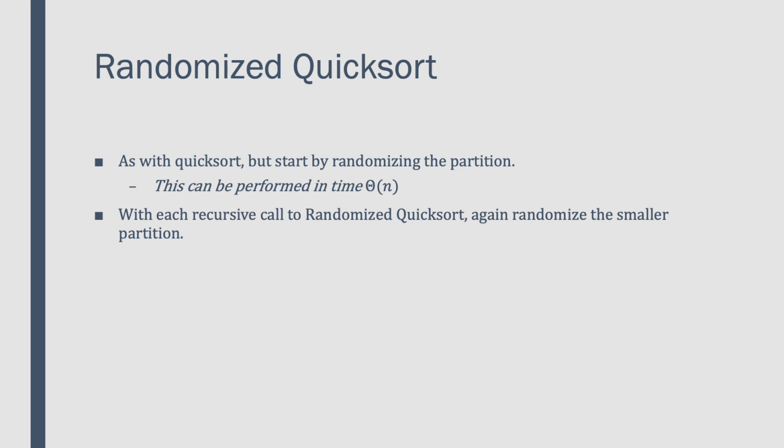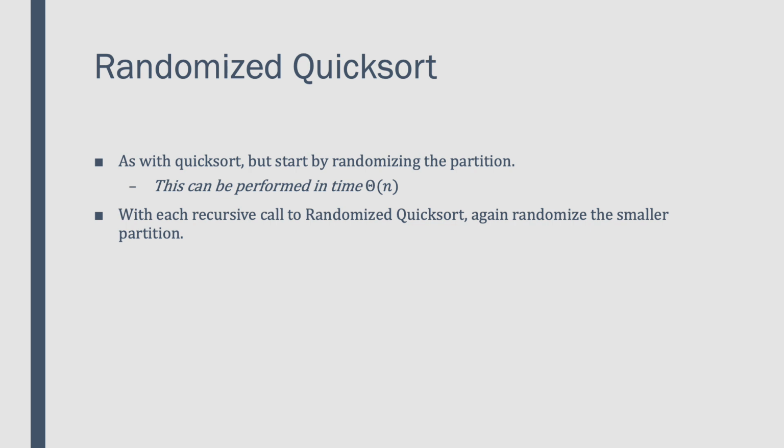Instead of picking a fixed pivot like the first or last element, we randomly select an element from the array, and this random selection step can be performed in O(1) time. Then we partition the array around the randomly chosen pivot, and this step is performed in O(n) time. Then we apply randomized quicksort recursively to the left and right partitions. Importantly, for each recursive call, we again randomize the pivot selection.